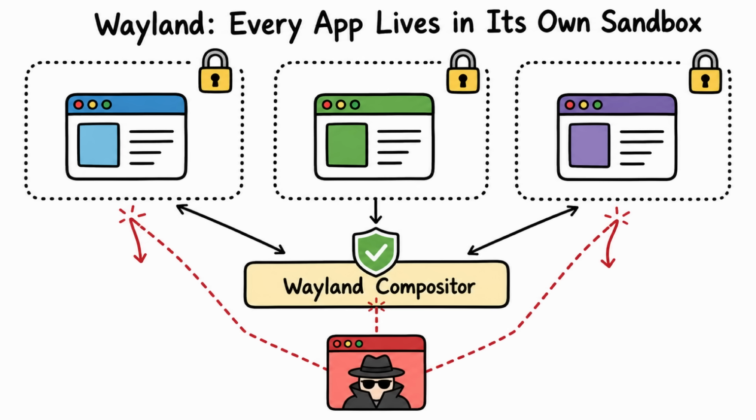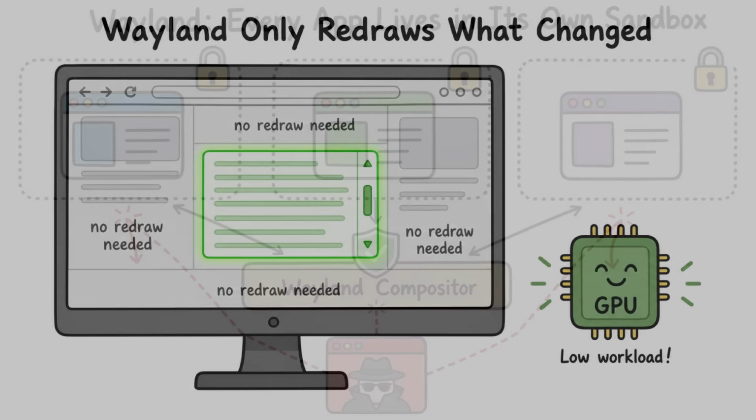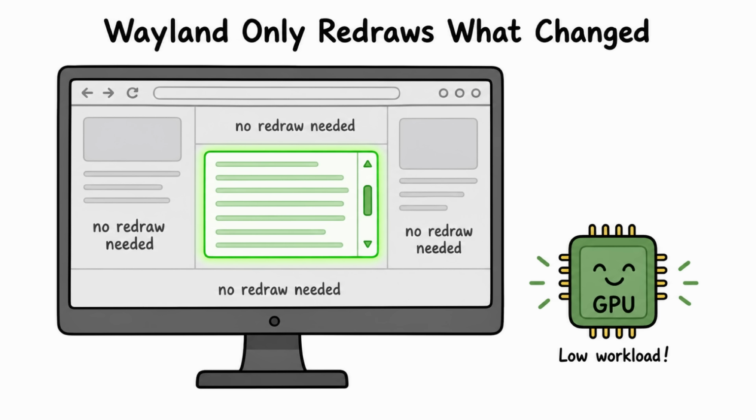No other app can sniff your keyboard input, take screenshots of other apps, or inject fake input events. This isolation is built into the protocol itself. It's not a patch or a workaround, it's the fundamental design. Performance is another huge win.